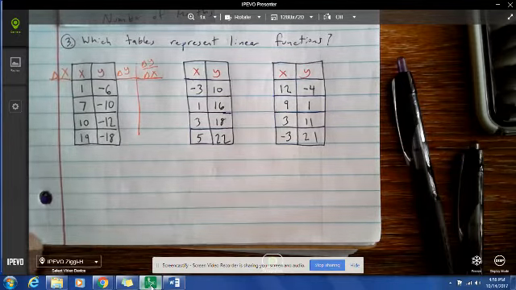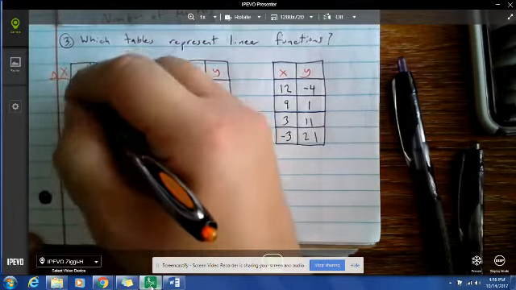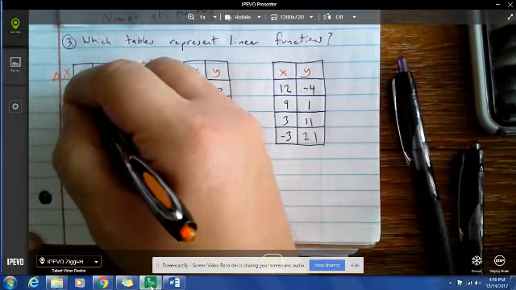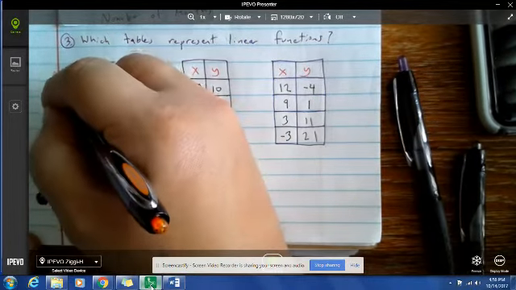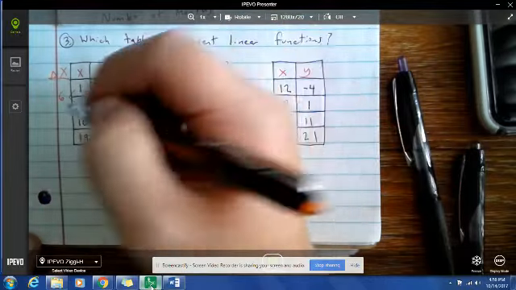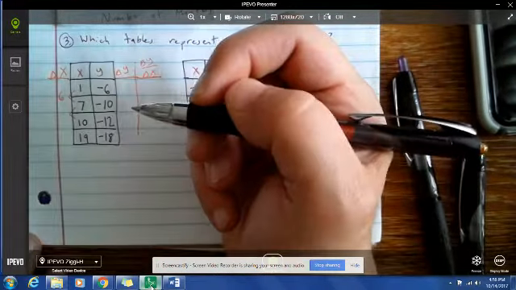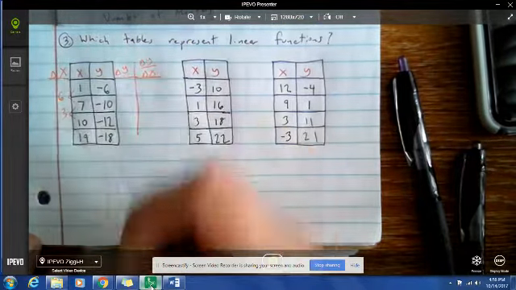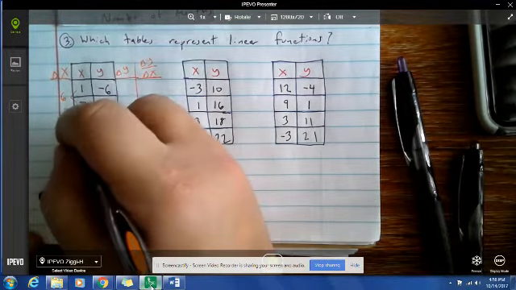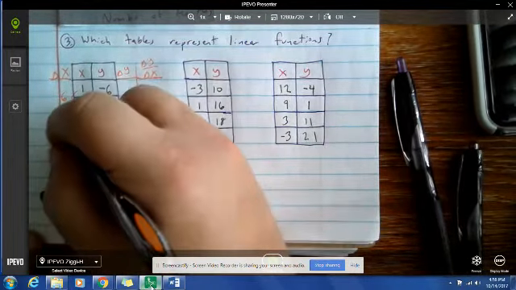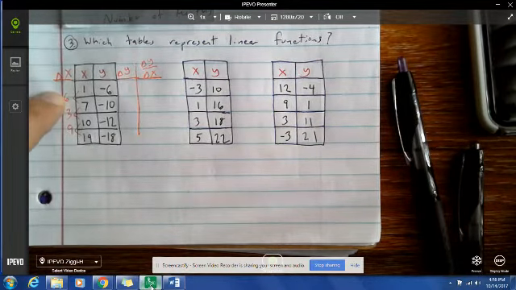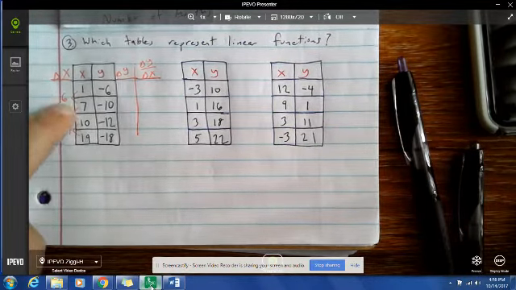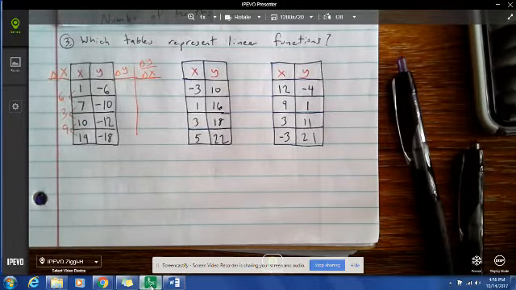All right, so if we look at the change in the x's, in other words, what's the change from 1 to 7? Well, if you look at the change from 1 to 7, it's 6. The change from 7 to 10 is 3. The change from 10 to 19 is 9. In other words, in order to get from 1 to 7, you have to add 6. To get from 7 to 10, you have to add 3. To get from 10 to 19, you have to add 9.